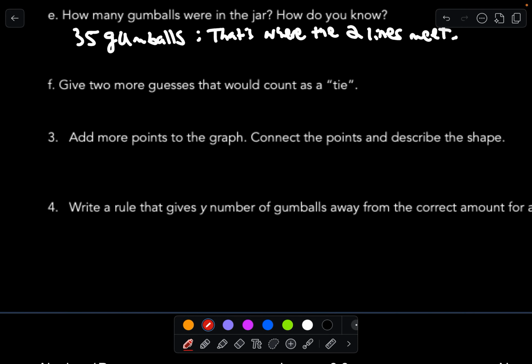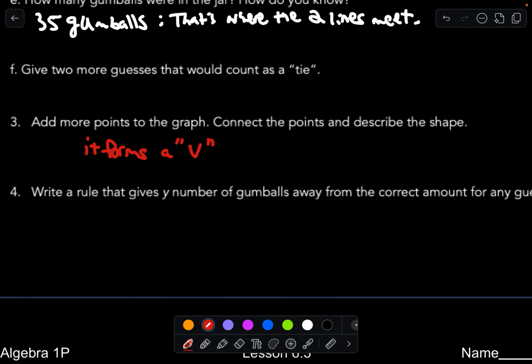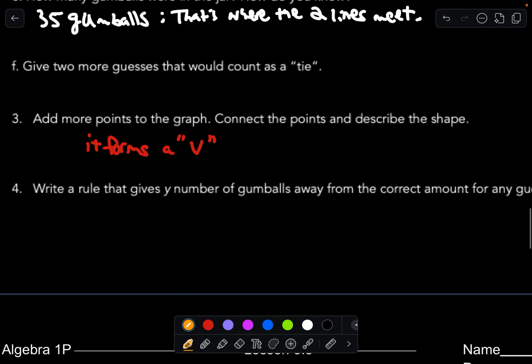Describe the graph. It forms a V. Write a rule that gives y, the number of gumballs away from the correct amount, for any guess x. This is the equation: y equals the absolute value of x minus 35, like that.